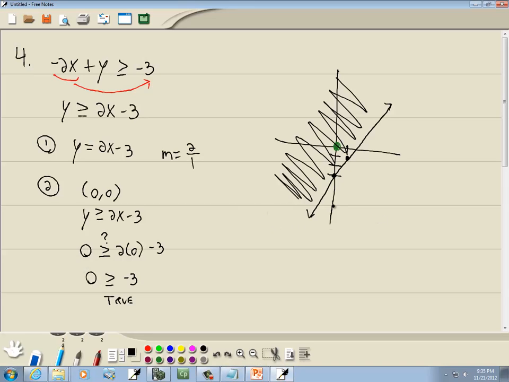The only thing it doesn't give you is whether this line that separates it is solid or dotted. And again, you have to look at it. I've erased it, but if it's a less than or equal to or greater than or equal to, it's solid. If it's a less than or greater than, it's dotted.